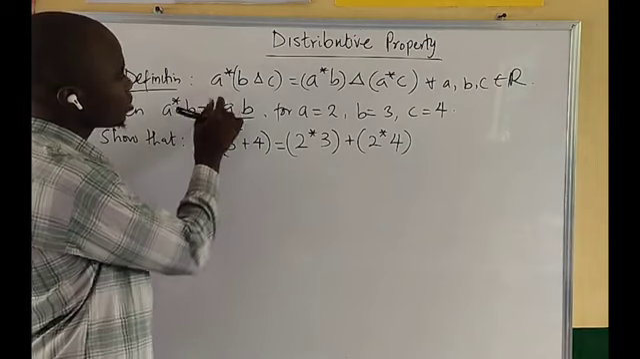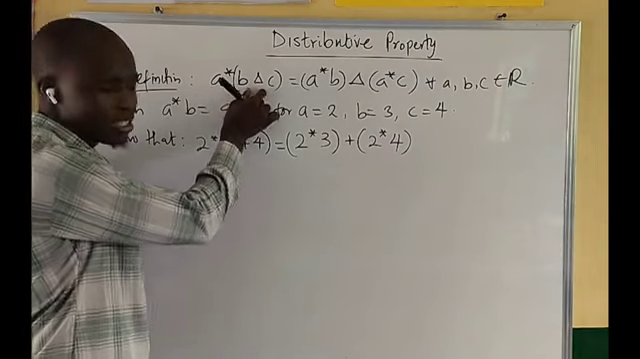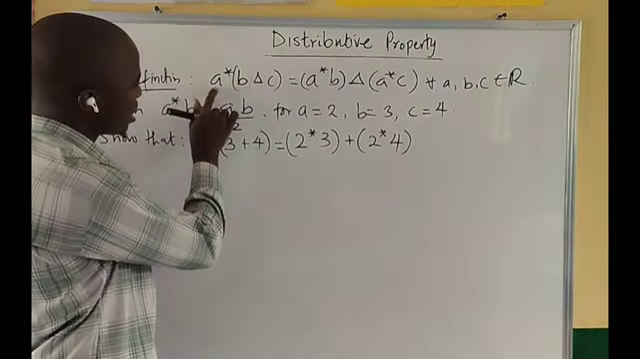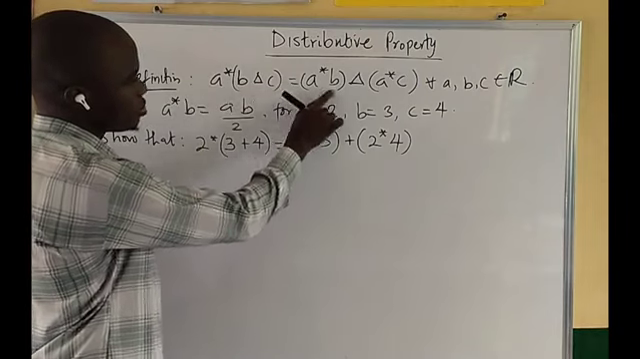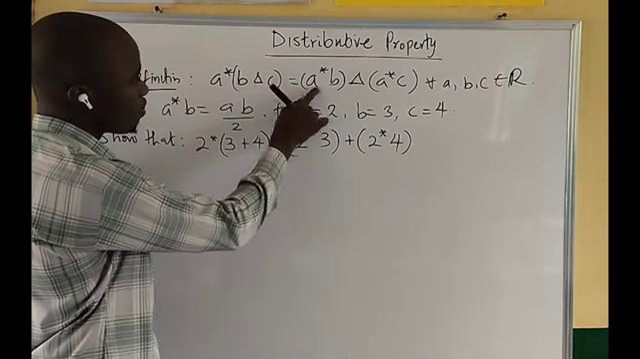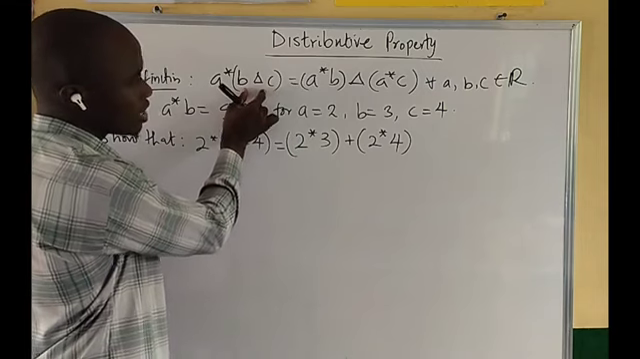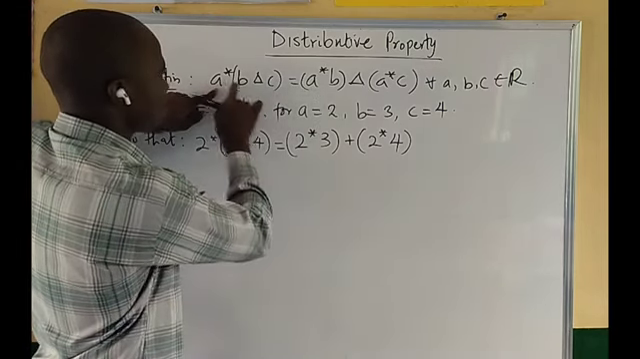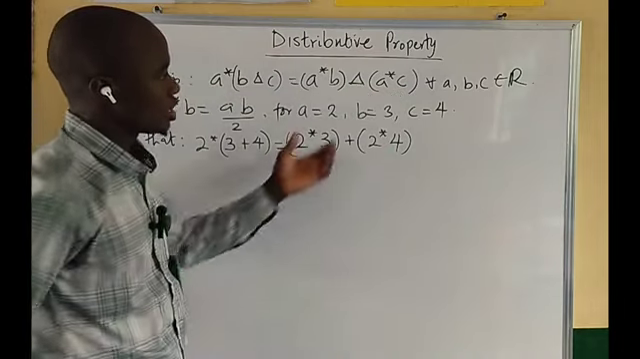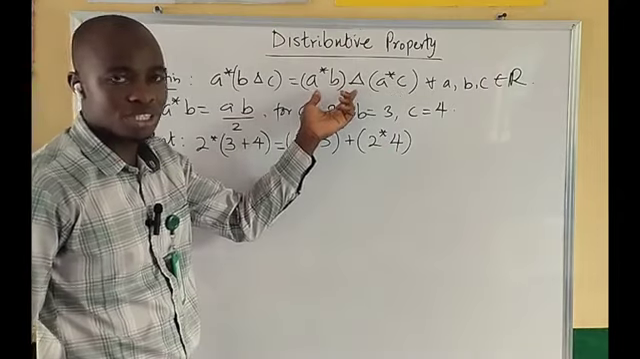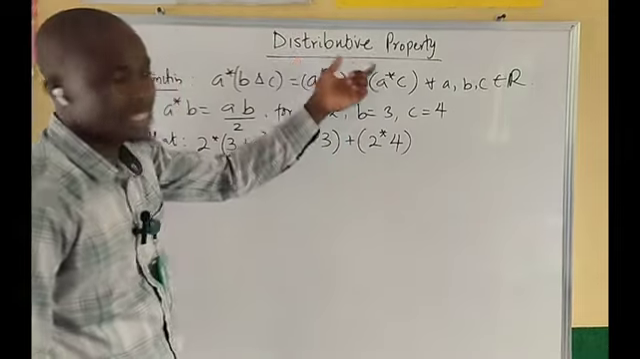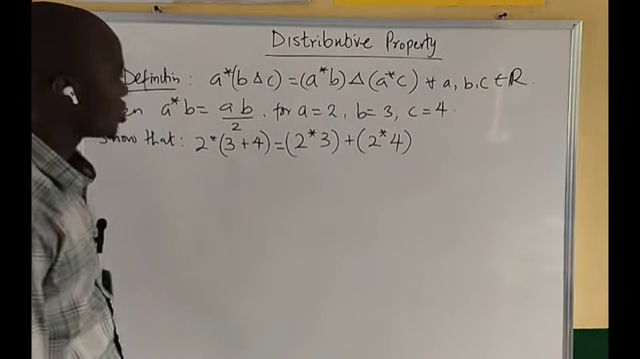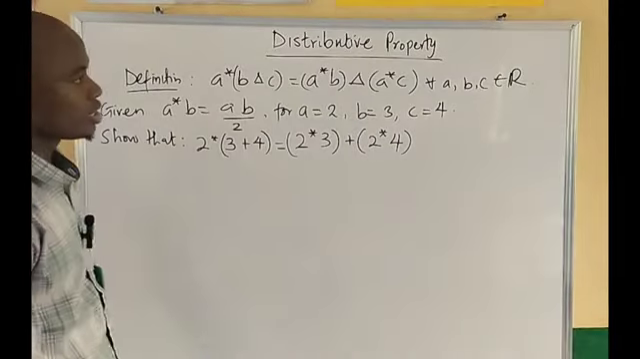When you have a, we distribute a over what is inside the bracket. When you look at this, you can see a asterisk b, and we distribute a over what we have inside the bracket. You can see that we have a asterisk c here also. So this is what we mean by distributive property.